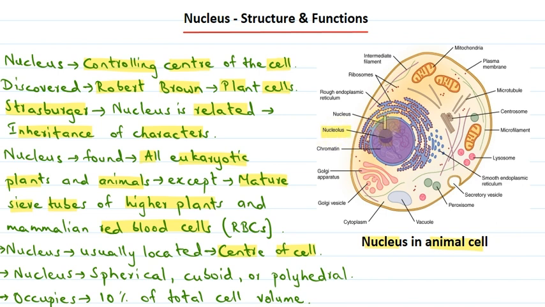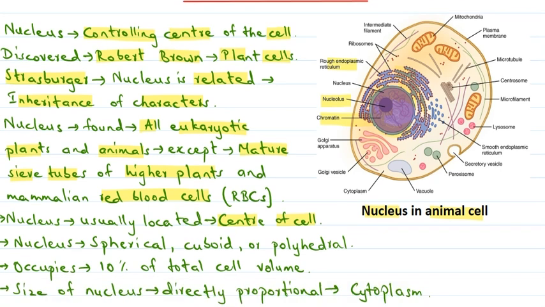And as we have already studied, the nuclear membrane is connected with the endoplasmic reticulum. Here we can see the endoplasmic reticulum. The nuclear membrane connects with the endoplasmic reticulum. So this is the structure of the nucleus. Inside the nucleus we can see the nucleolus, and then there are chromatin fibers as well. This is the case of the nucleus in animal cells.